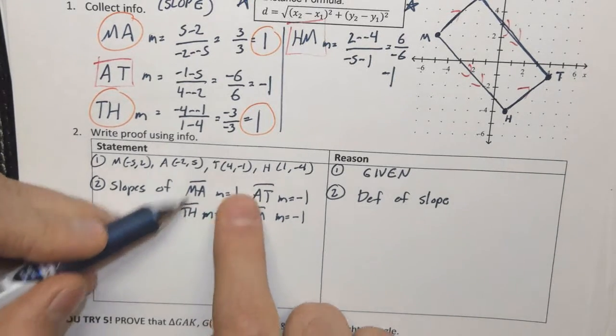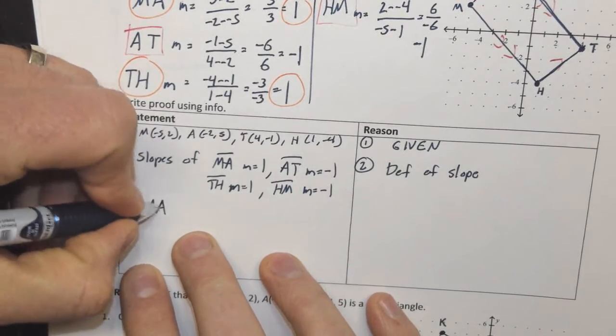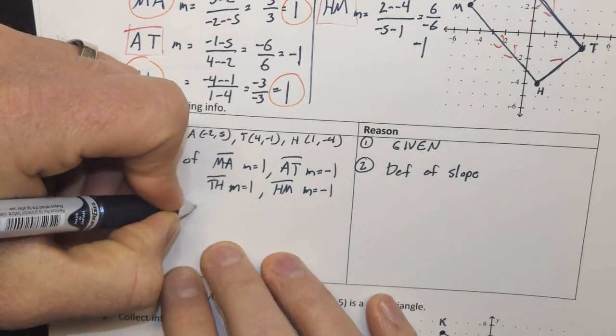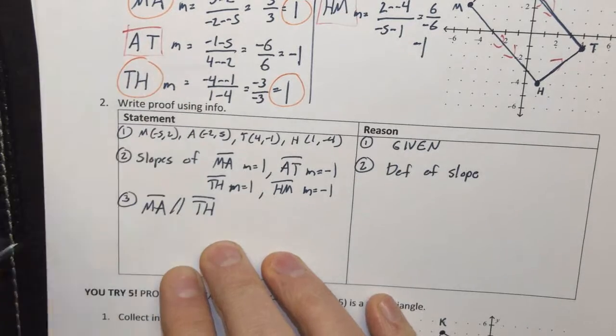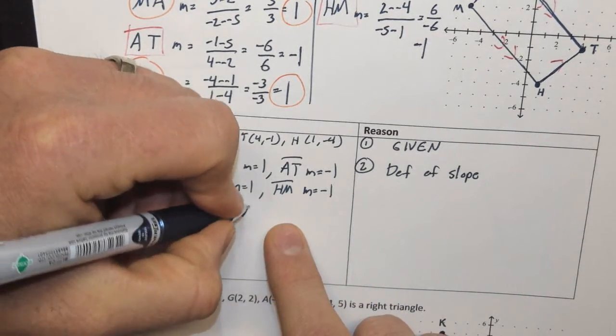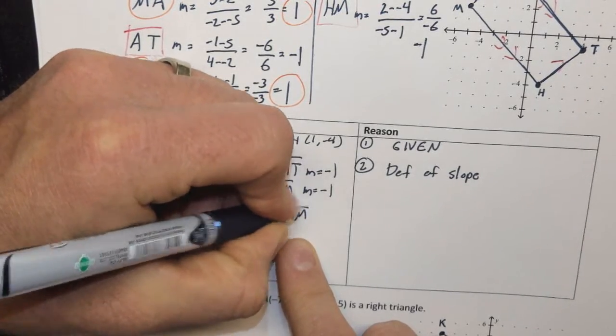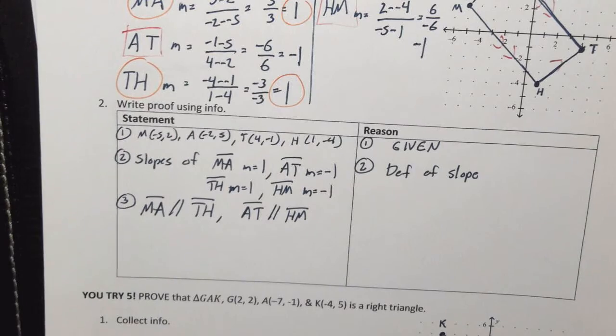So these two guys have matching slopes, and so we get to make a statement about that. I am going to state that MA is parallel to TH, and the reason for that is because they have those matching slopes. I also get to make the same kind of statement for AT and HM. So now I have my 2 sets of parallel lines.